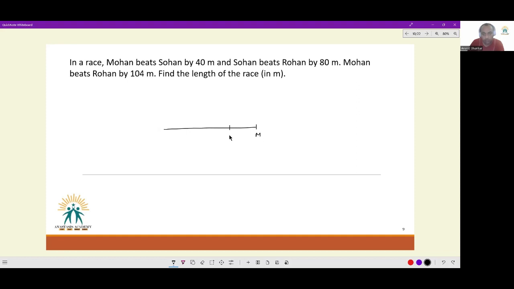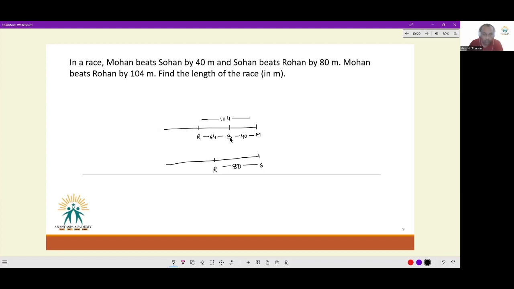Mohan, Sohan and Rohan. This gap here is 40 and this gap here is 104, which is another way of saying Sohan is currently beating Rohan by 64 meters. But when the race ends, Sohan is here and Rohan is here. He has beaten Rohan by 80 meters.